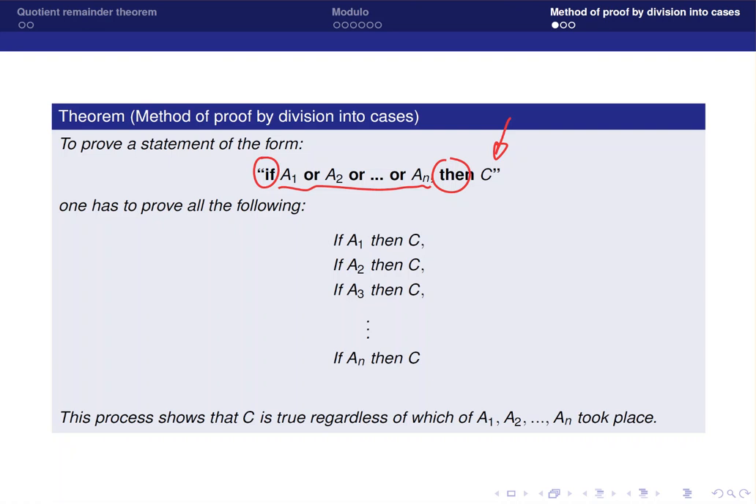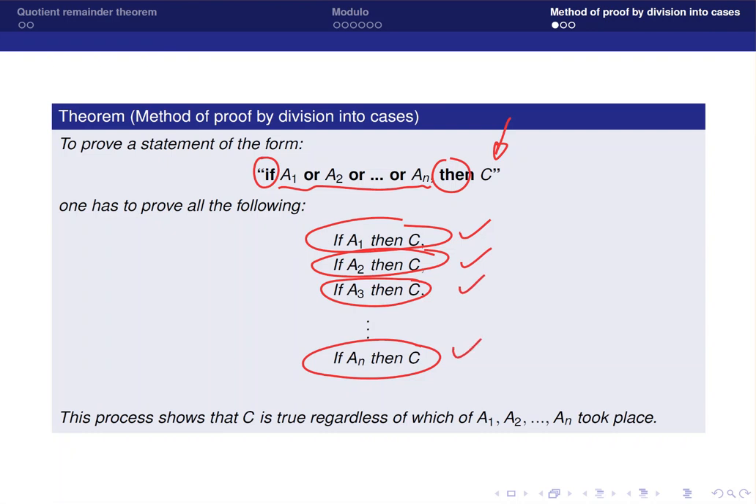Now, how do you prove that particular conditional? Well, the way you would do it is you would isolate A1 and you would show that A1 gets me the C. And then you would isolate A2 and you would show that A2 leads to C. And so on and so forth until you've done all the possible cases. This is the reason why we call this method of proof by division into cases. You're breaking the original conditional down into multiple conditionals and proving that each one of them is actually true. If you can prove the statement is true the first time, the second time, and so on and so forth, then you have proven the conditional is true in general.